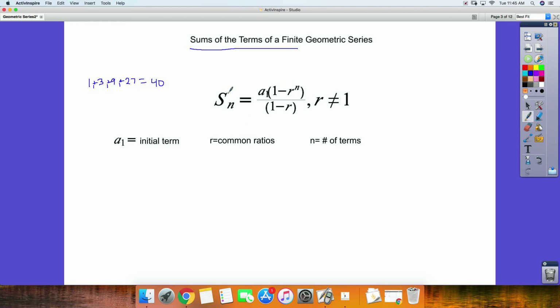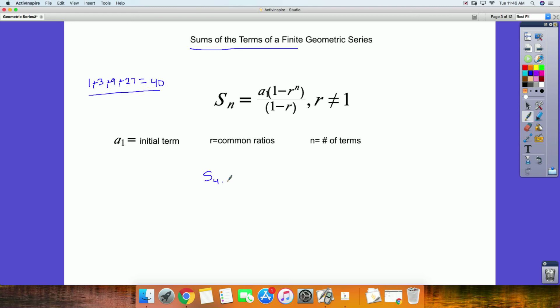This formula says the sum of our series with however many numbers is equal to a sub 1 times 1 minus r to the n power over 1 minus r. And just like the original formula, our letters are still the same. A sub 1 stands for your initial term, r stands for the common ratio, and n is the number of terms. So let's try this in this formula now.